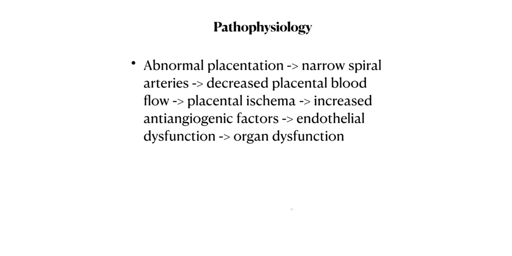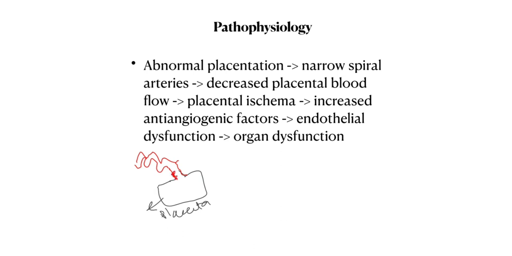So let's talk then about pathophysiology. We can just draw a simplified diagram here. What happens in a normal pregnancy is that, let's say this box represents the placenta, and let's say this is an artery. And this artery, remember, is called the spiral artery.